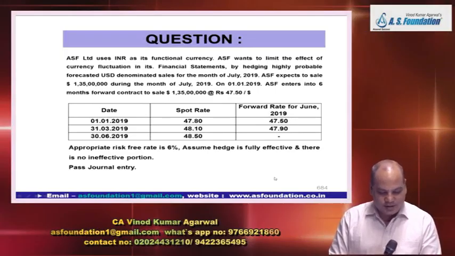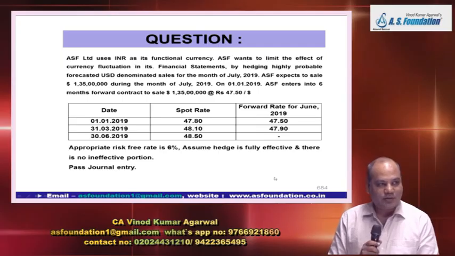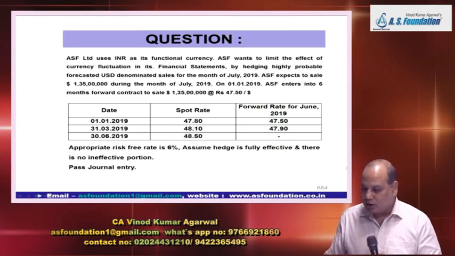66. ASF Limited uses INR as its functional currency. ASF wants to limit the effect of currency fluctuation in its financial statement by hedging highly probable forecasted USD denominated sales for the month of July 2019. ASF expects to sell $1 crore 35 lakh during the month of July 2019.